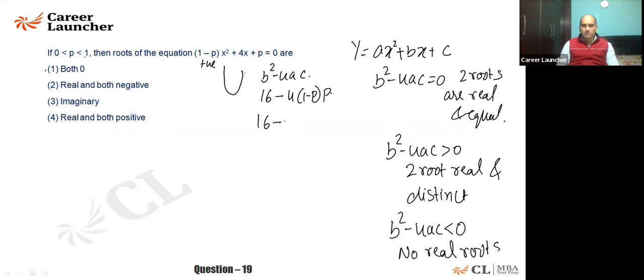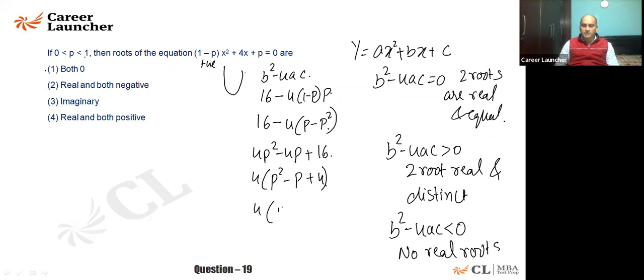I'll say 16 minus 4 times p minus p square. I'll say it is 4p square minus 4p plus 16. 4 is common. I'll say p square minus p plus 4. Can I say it is p minus half whole square? You know, whatever is the coefficient of this, we will halve it. Whole square, plus 1 by 4, 4 into plus 1 by 4 is plus 1 will come. So minus 1 will also come there. And this was 16. Why? 4 4s are 16, so it will come out.